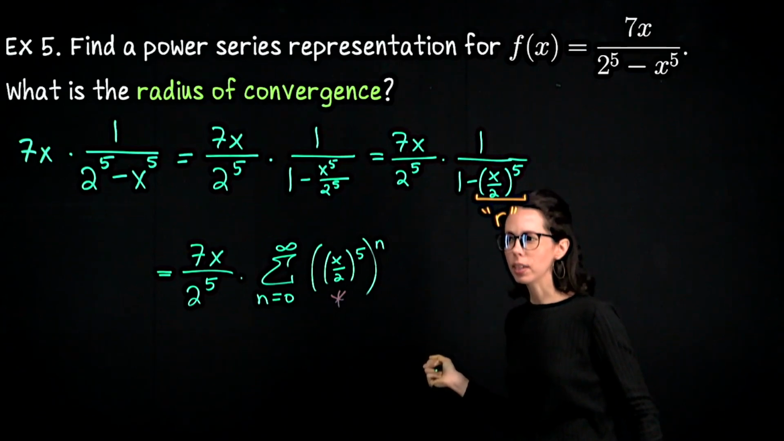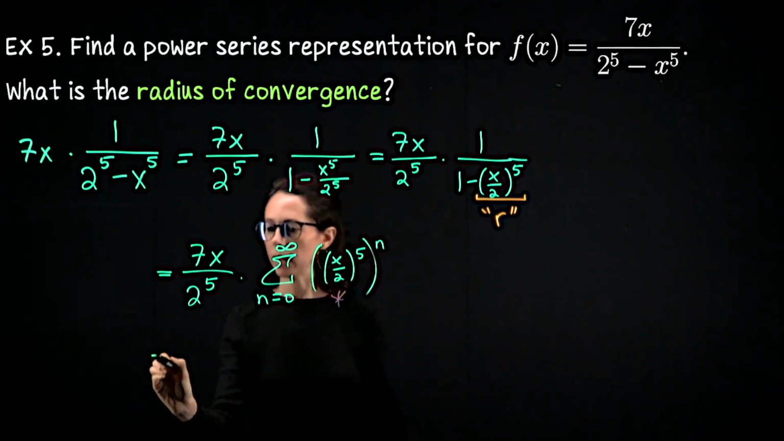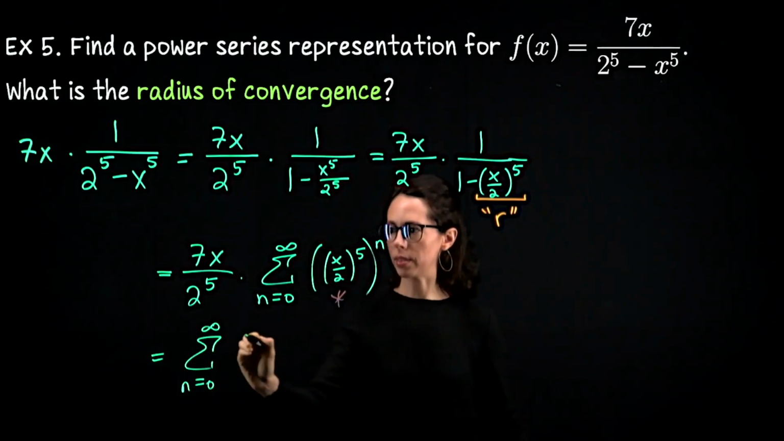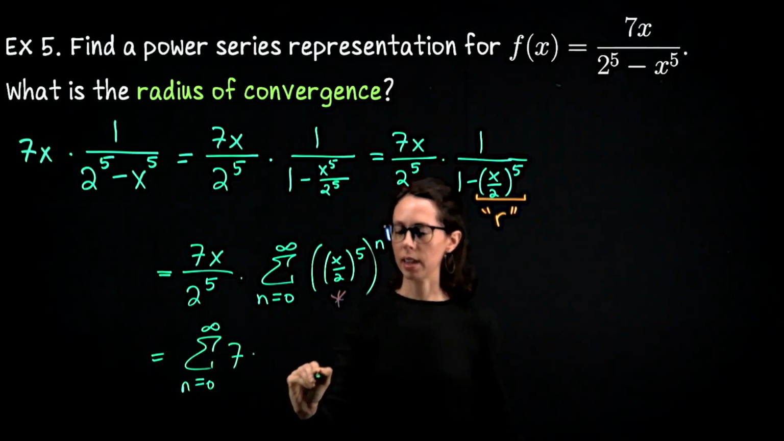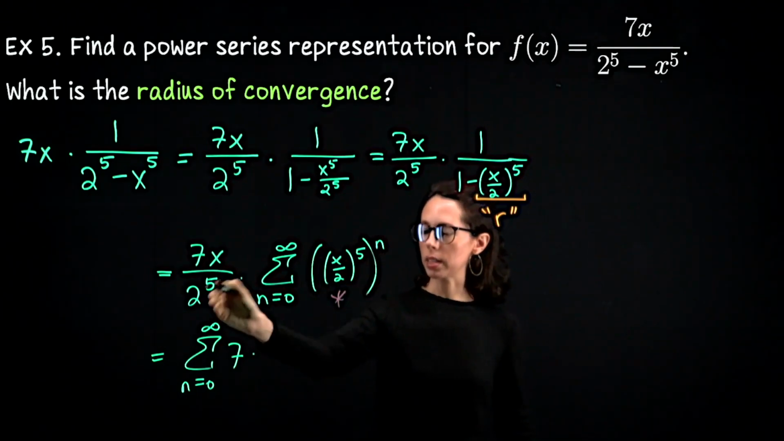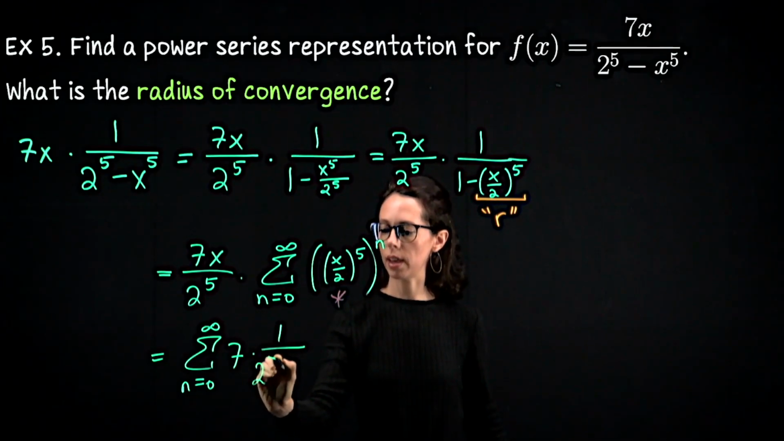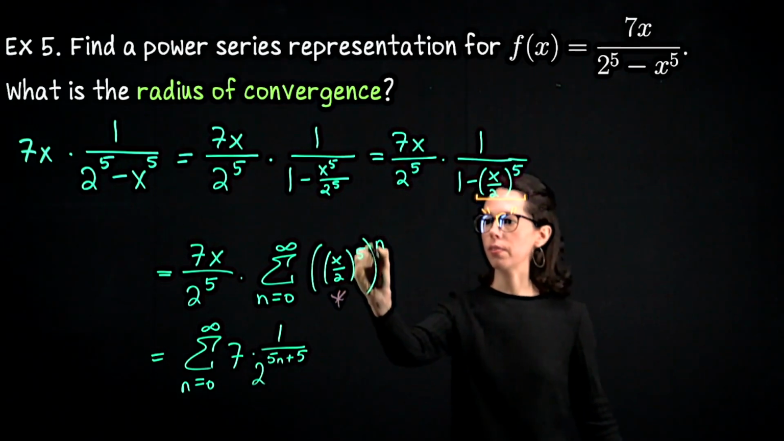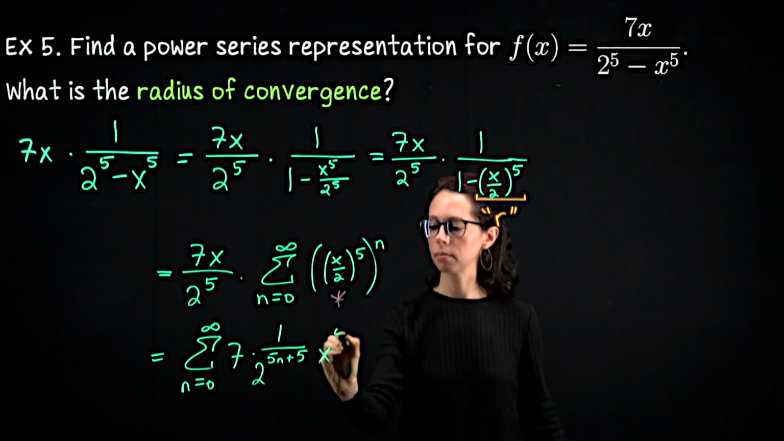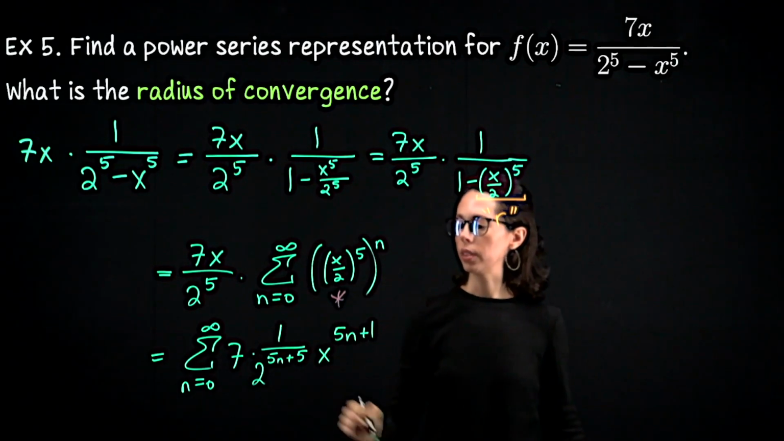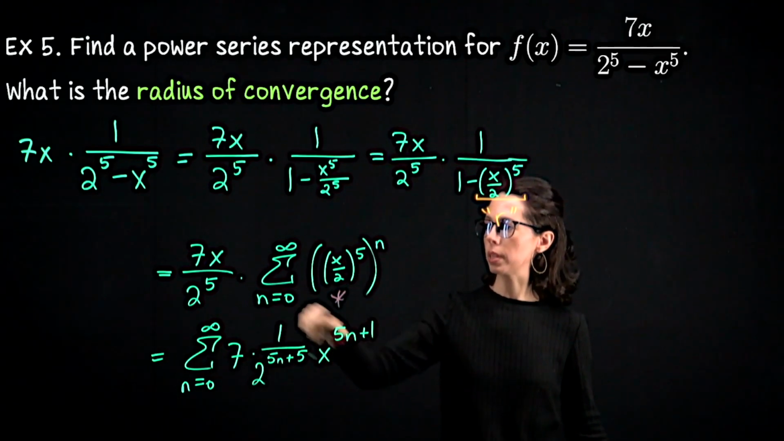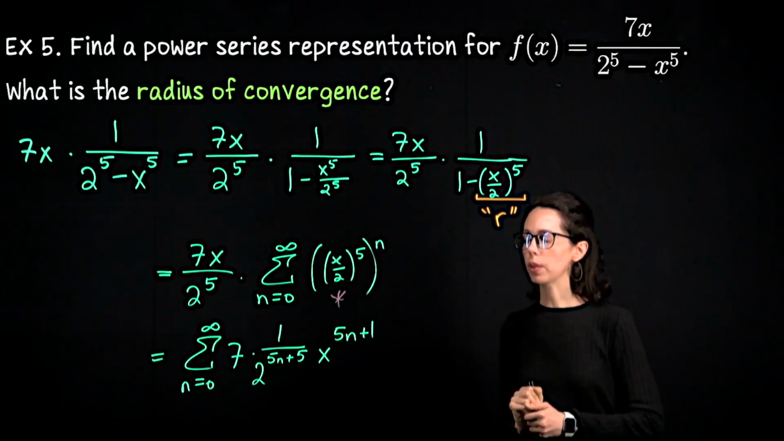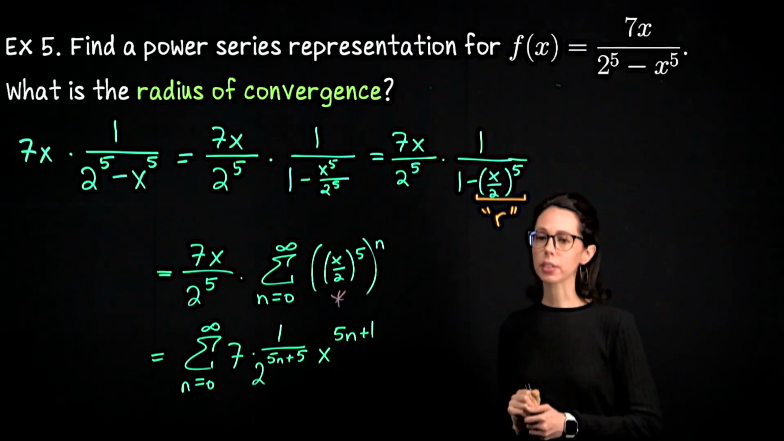So the 7 is just a 7. I will bring that in now and collect terms inside of series notation. So we'll have a 7 times 2 to the 5n plus 5 in the denominator, 2 to the 5n plus 5, and then x to the 5n plus 1. I feel like you could write this as 7 divided by 2 to the 5n plus 5 times the quantity x to the 5n plus 1. I think that's everything. Looks right. That's our power series representation.